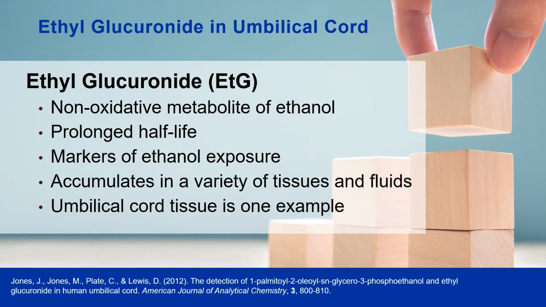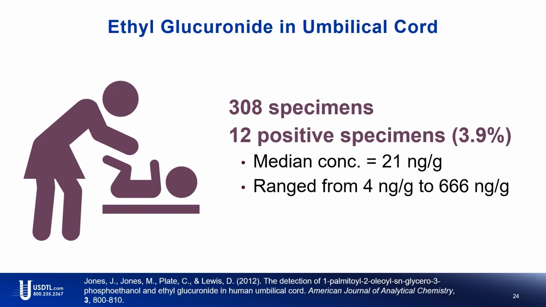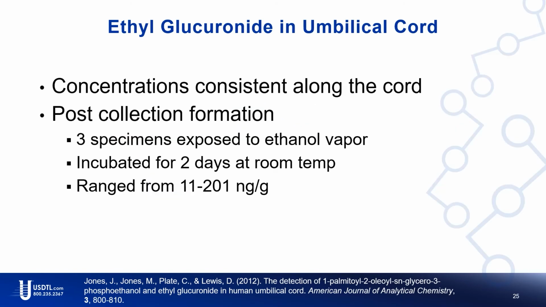Just to give you an idea of what we see with ethyl glucuronide in umbilical cord tissue, in our original paper that we published back in 2012, we analyzed 308 specimens, and out of that group, we had 12 positive EtG specimens, which is 3.9%. The median concentration of EtG in these specimens was 21 nanograms per gram, and the concentrations ranged from 4 nanograms per gram all the way up to 666 nanograms per gram. We also found that concentrations were consistent along the cord, so we could take multiple segments of that single specimen and get the same result all the way down the cord.